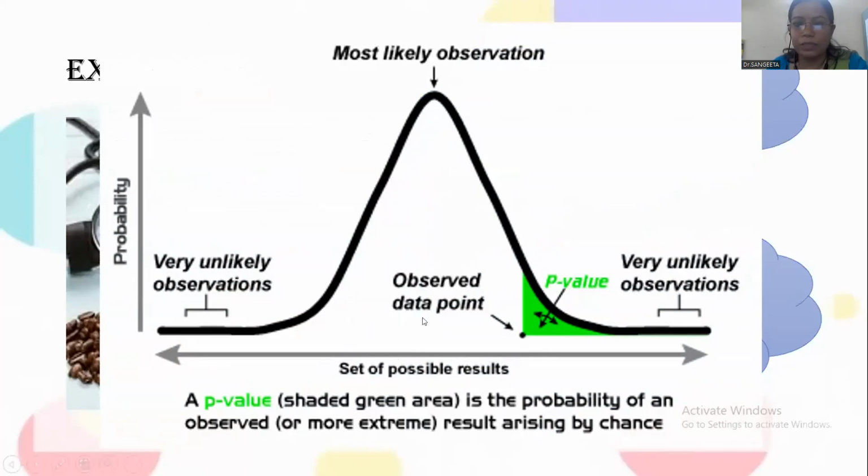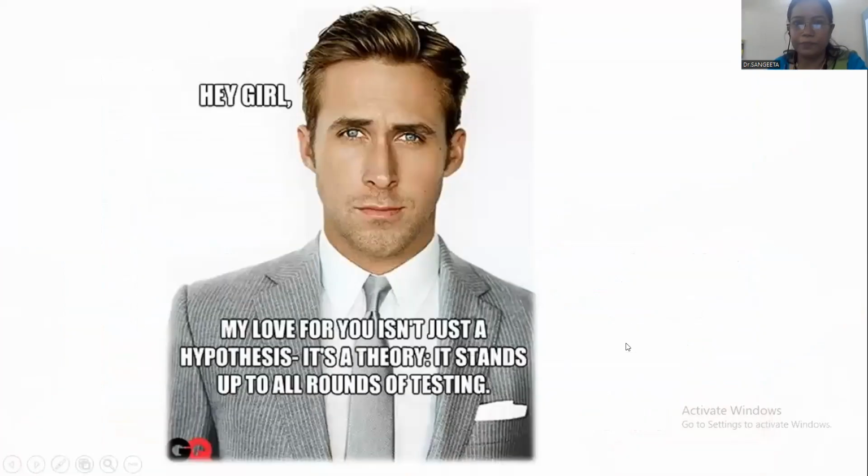So this is an example for that, like one-tailed and two-tailed. This is a normal distribution. As I said, a hypothesis is a statement that should be refuted or accepted. But this is not a hypothesis, it's a theory. It will stand no matter how many times you test it.